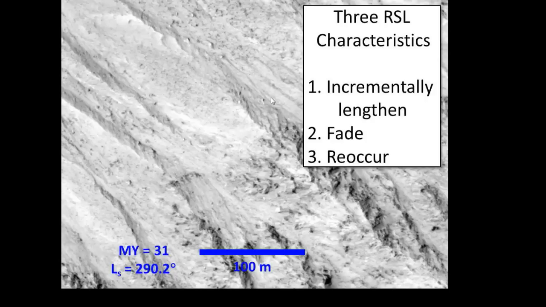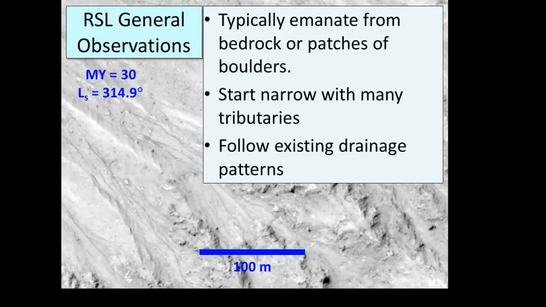So these are the three characteristics. More general observations: they typically emanate from patches of boulders or bedrock. They start very narrow, really all the way down to the resolution of HiRISE, like 25 centimeters. Just these little things flowing. They mix with other ones, forming tributaries.